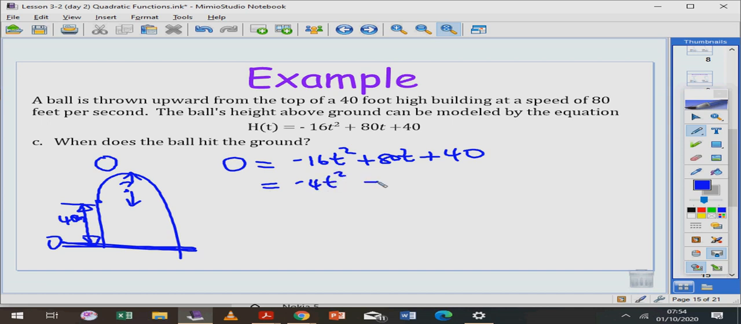40 divided by 4 is 10. So really everything is divisible by 8. Divided by 8, divided by 8, divided by 8. Simplify this: 2t squared plus 10t plus 5. This is a quadratic equation which you guys are pros at solving. I can rearrange it so it looks better.